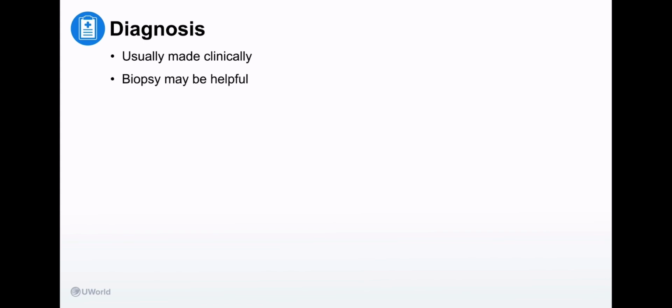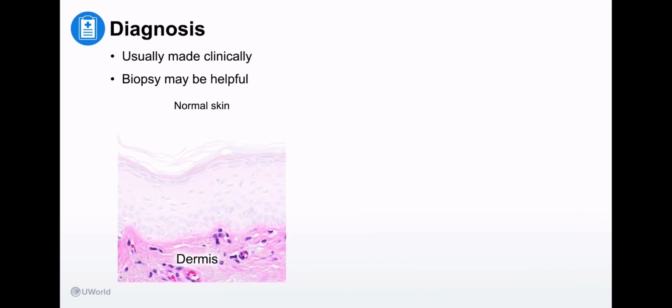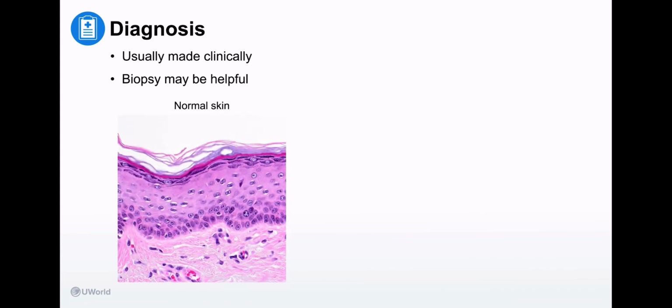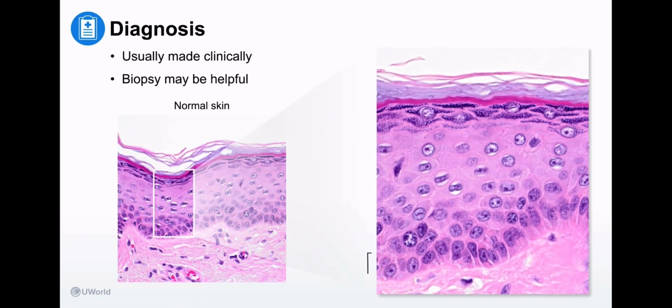Before we dive into the histopathology of psoriasis, let's quickly review what normal skin looks like under the microscope. Here is a biopsy of normal skin. At the top is the epidermis, and underneath is the dermis. The epidermis contains several distinct layers. The stratum basale, or basal layer, contains mitotically active cells that generate new keratinocytes.